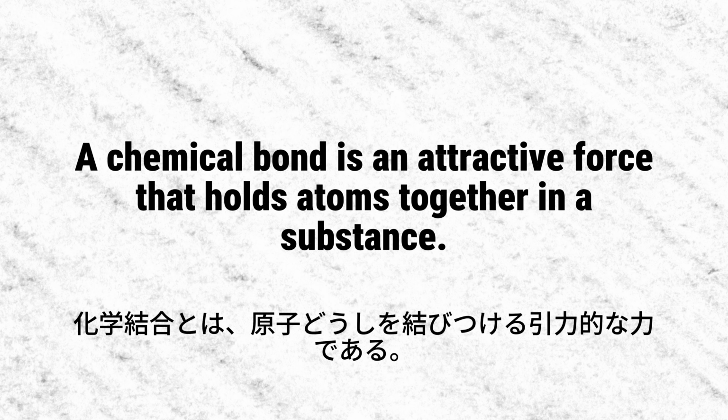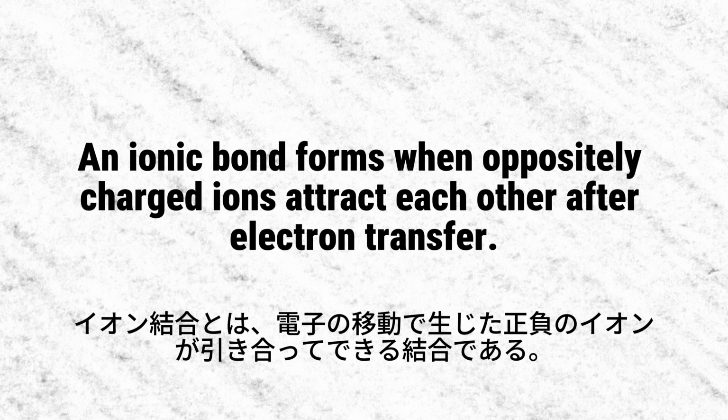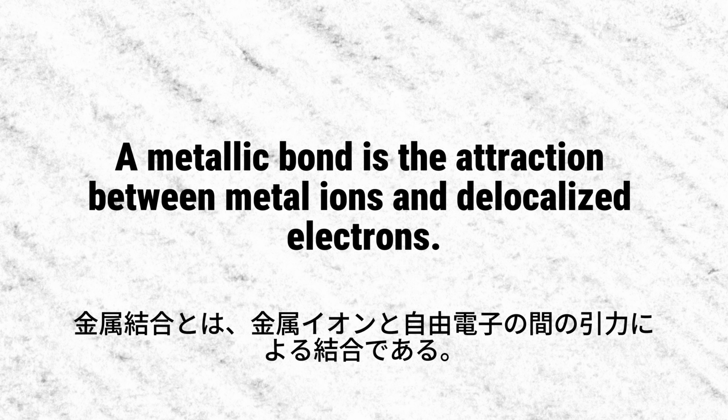A chemical bond is an attractive force that holds atoms together in a substance. A covalent bond forms when atoms share one or more pairs of electrons. An ionic bond forms when oppositely charged ions attract each other after electron transfer. A metallic bond is the attraction between metal ions and delocalized electrons.